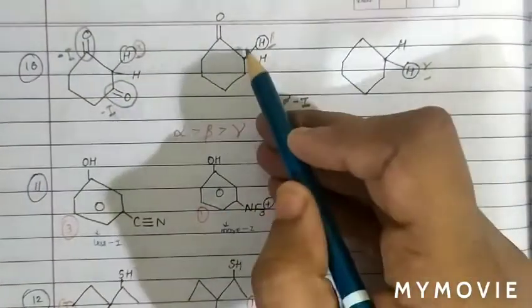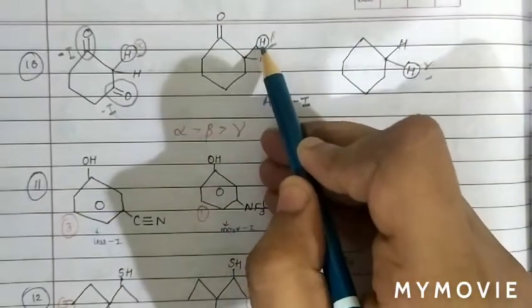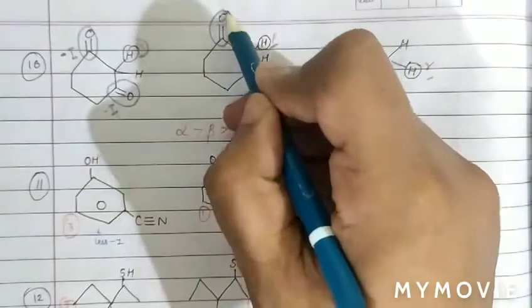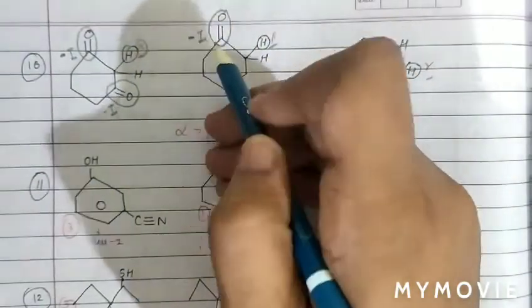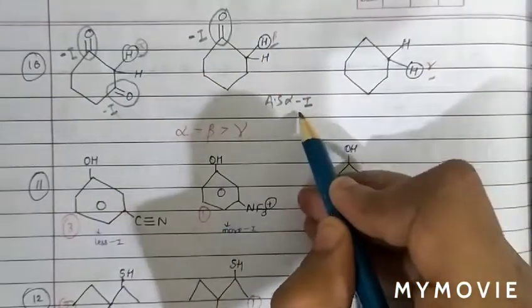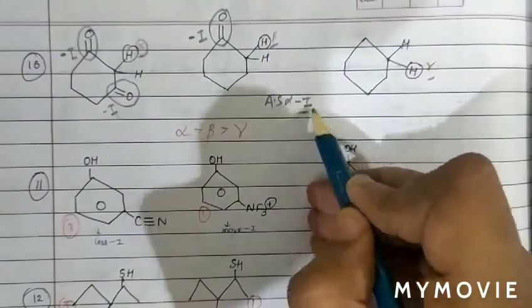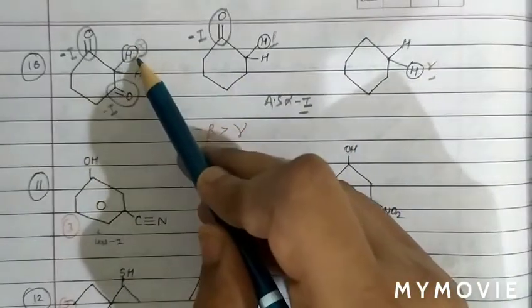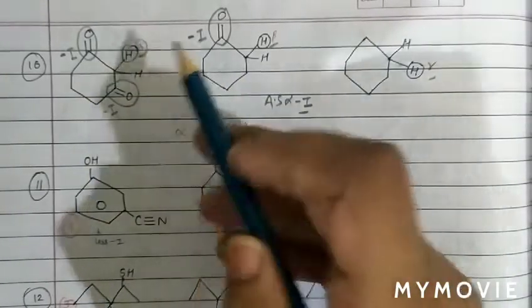Now see the beta proton. In case of the beta proton, we can see it is surrounded by only 1 minus I group. So the acidic strength is proportional to minus I. More minus I groups means more acidic strength, because here 2 minus I groups are there. Therefore the acidic strength of alpha is more.